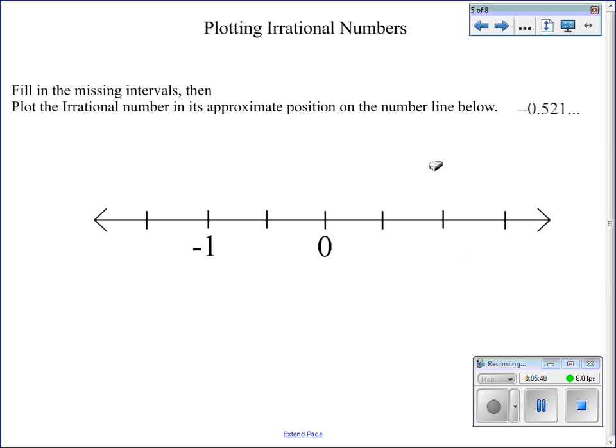Let's try another one. This one's the negative version of a never-ending, but not repeating decimal. Again, I need to find my intervals. I look at -1 and 0 and notice that in between that is -0.5. And then beyond this will be -1.5, because notice I'm going back a half. And if I work this way, I'm going forward a half, so I'm going to have 0.5. And then 1/2 again will be 1. And another half is 1.5.